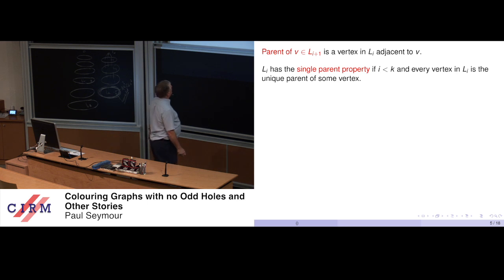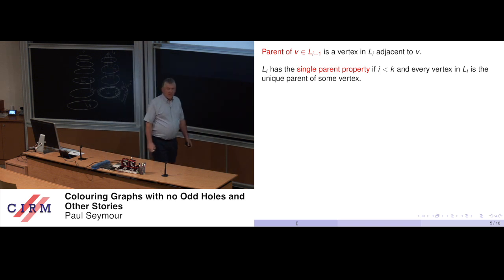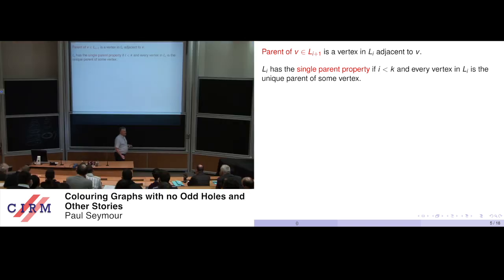And that's the unique parent property, that for every vertex U in a level i, there is a vertex V in level i plus one, such that V is the unique parent of U. So we can assume that just by making it minimal.